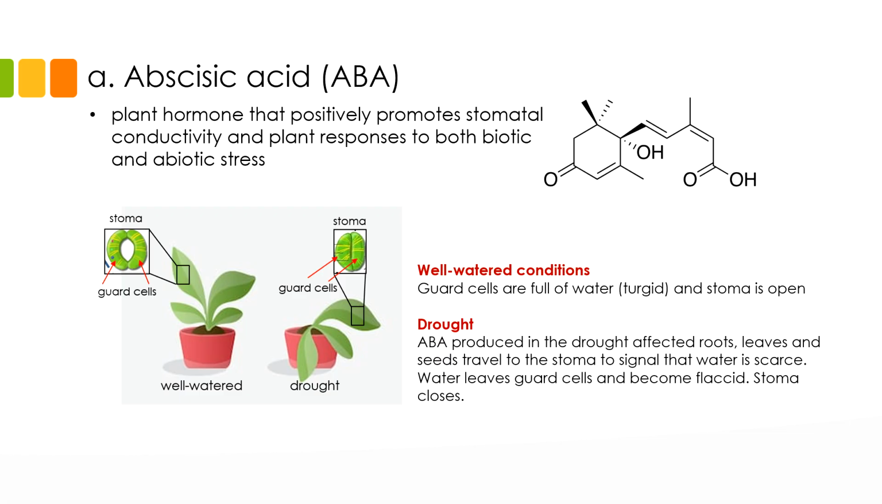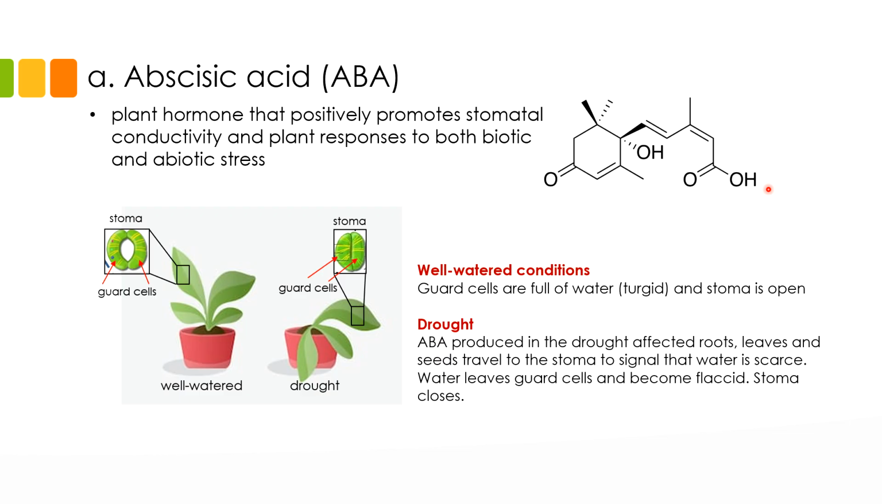Let's begin with abscisic acid, or ABA. This is the chemical structure of ABA. ABA is a weak acid that was discovered in the 1960s in abscising or falling cotton leaves, hence the name abscisic acid. ABA is a plant hormone that positively promotes stomatal conductivity and plant responses to both biotic and abiotic stresses. When we say biotic stresses, these are stresses that are caused by living organisms such as pathogens and pests.